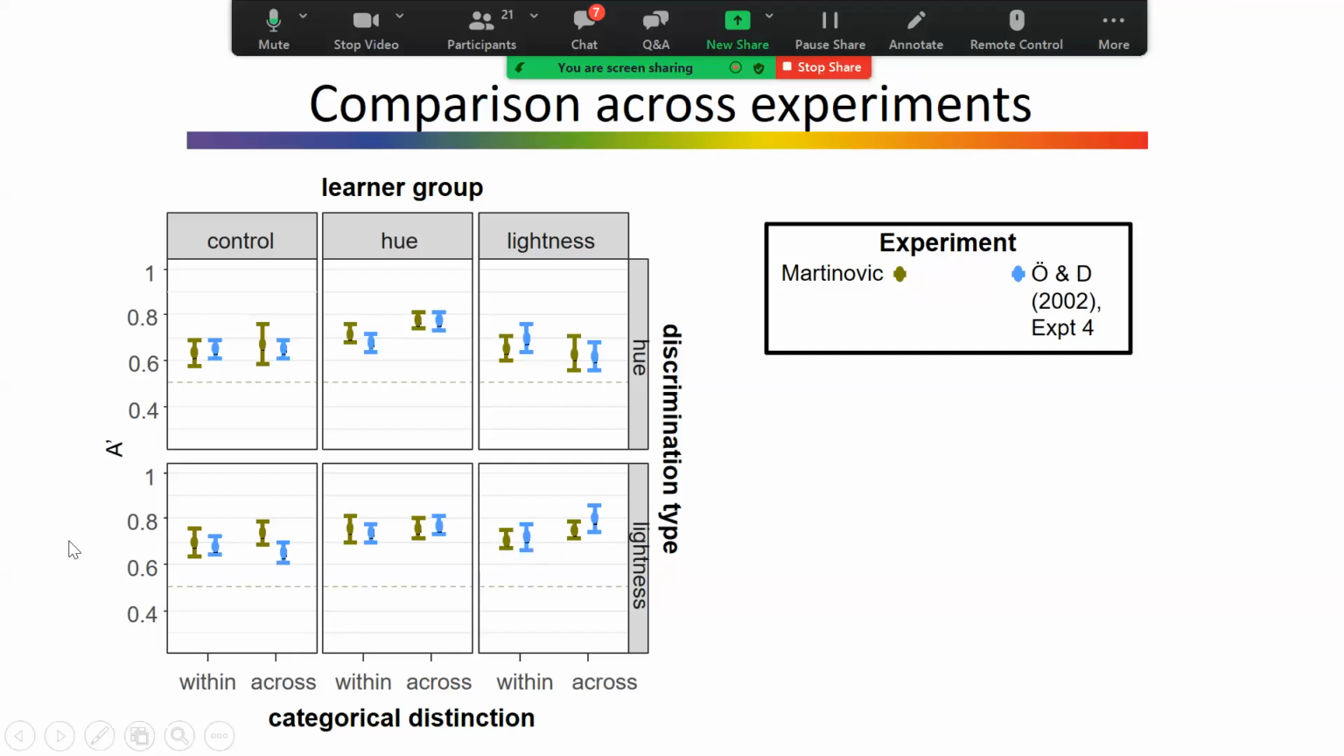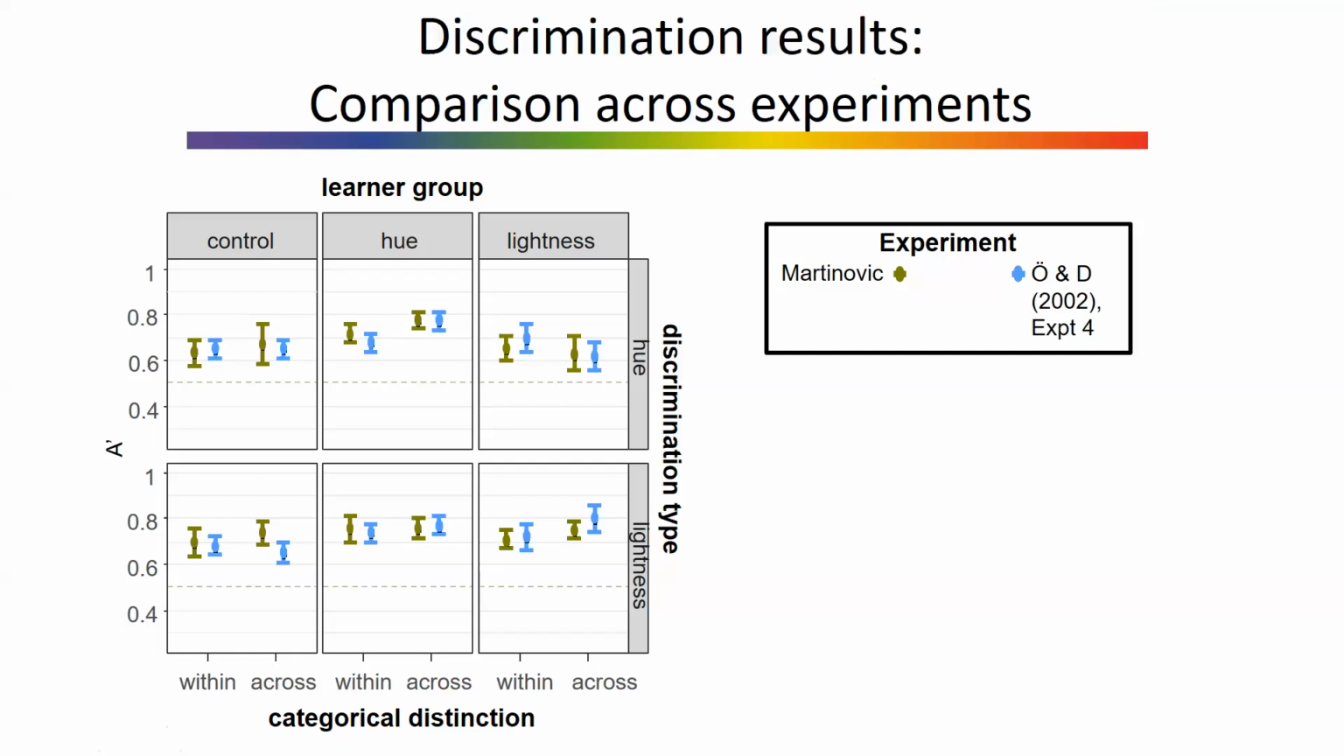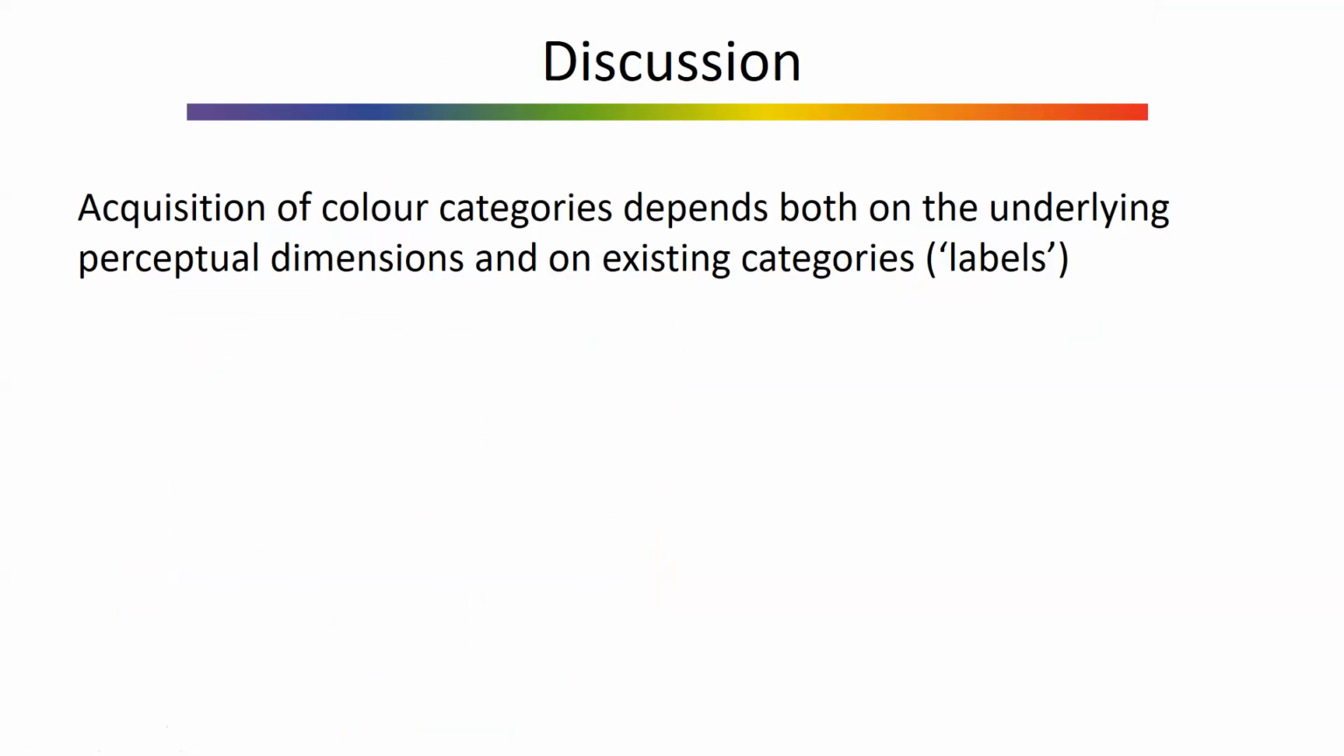I had 15 participants in the lightness group and 13 in the hue group. But I also had a second experiment, which I'm not showing here, and even when I collapsed data from the two experiments, I did not get a lightness effect. So that means that the lightness effect is probably weaker and its strength was overestimated in the previous study.